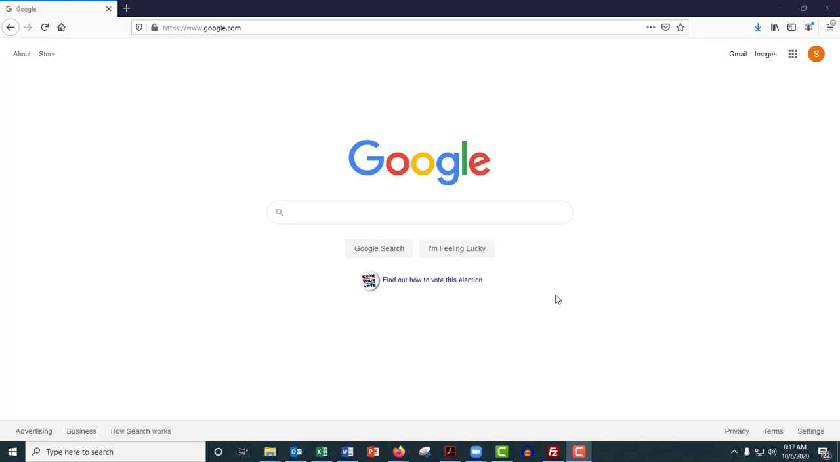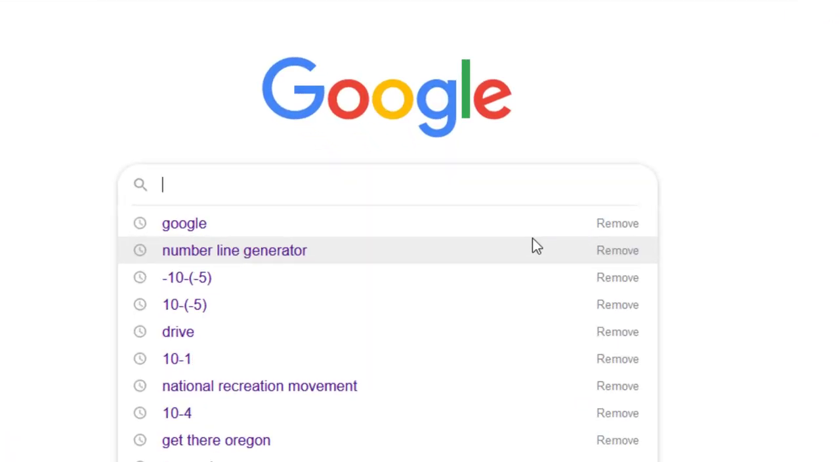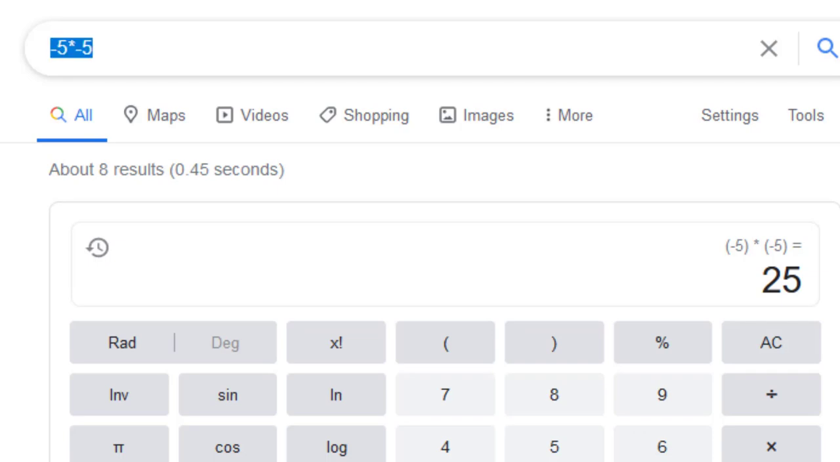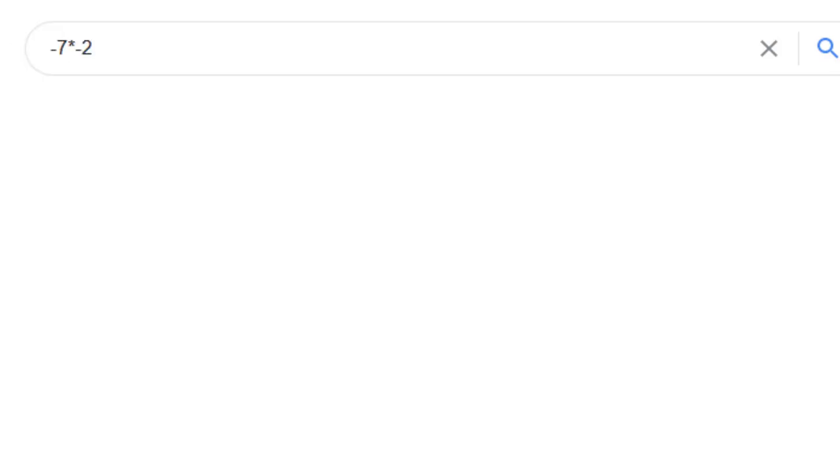Okay, friends, let's try a few of these using Google for starters. When you multiply a negative number by a negative number, the result is... Okay, well, let's just try some. Let's do negative 5 times negative 5. Google tells us positive 25. Okay, does that continue? How about negative 7 times negative 2?